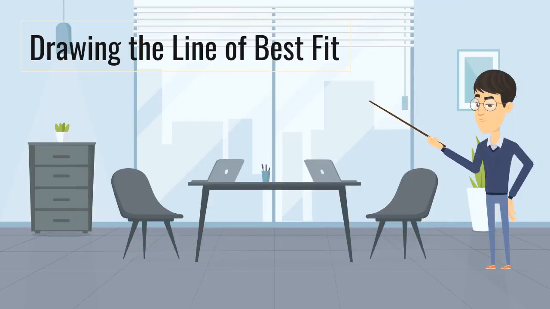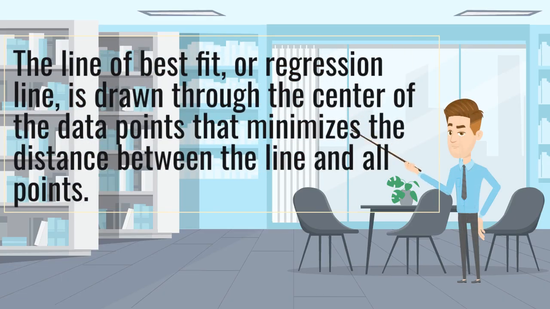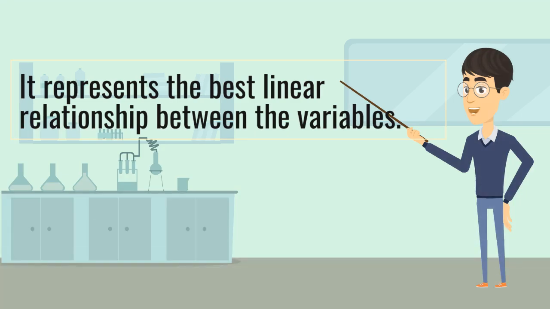Drawing the line of best fit. The line of best fit, or regression line, is drawn through the center of the data points in a way that minimizes the distance between the line and all points. It represents the best linear relationship between the variables.